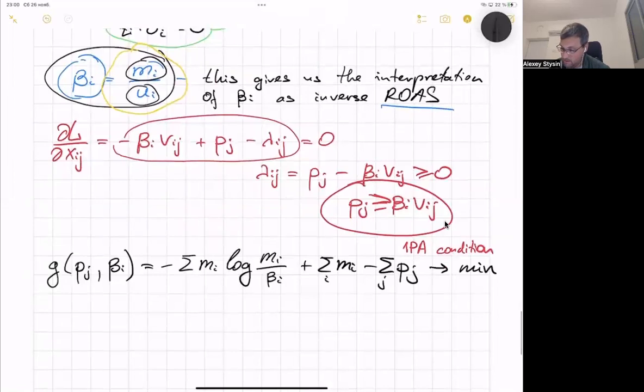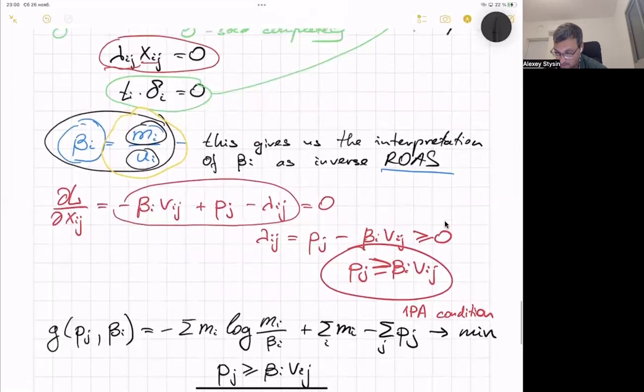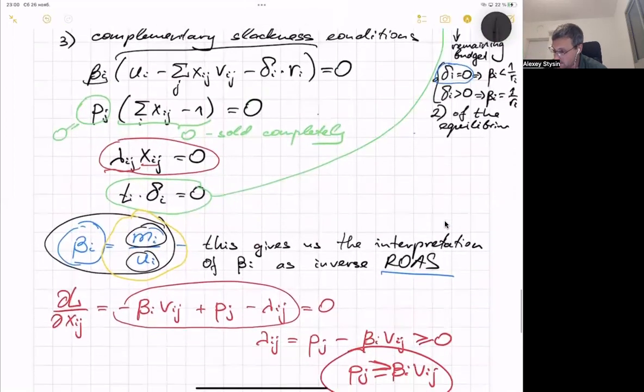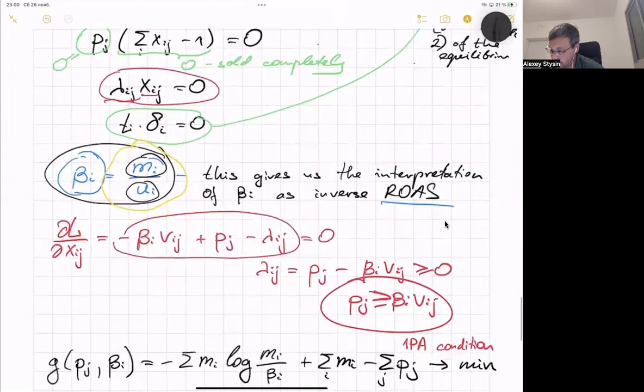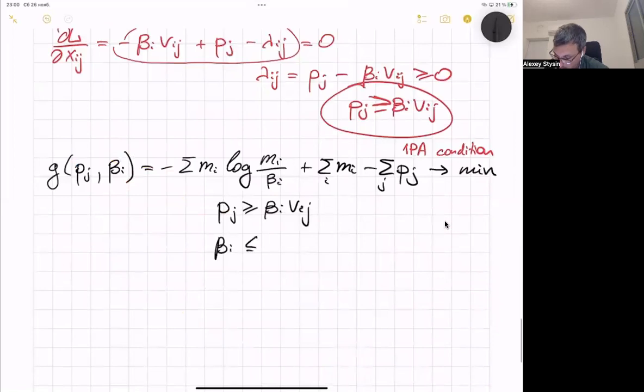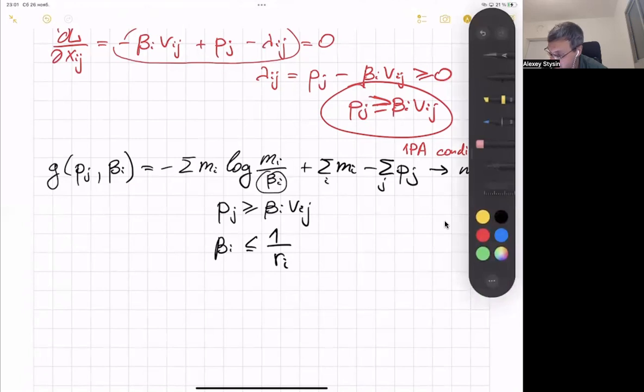And to this, we also add the conditions that we found, which is pj greater than bi vij. And the other one is this one, bi less than or equal to 1 over ri. So what remains here is just to rearrange a little bit. We can actually split this term, split the logarithm. So I will rewrite it a little bit.